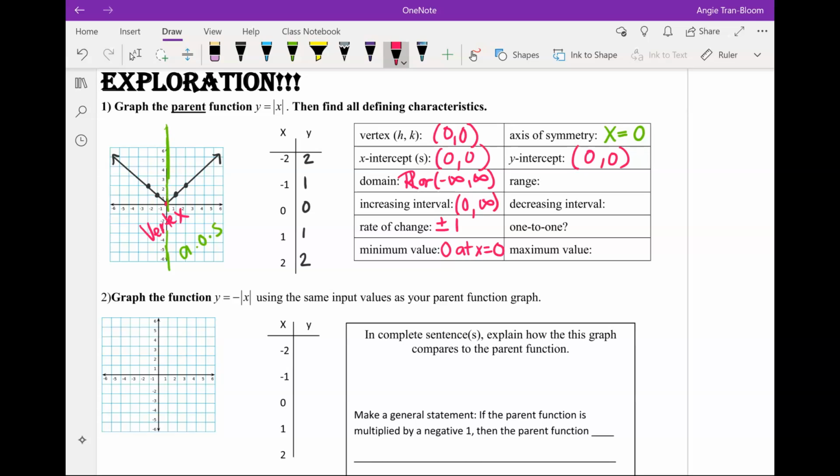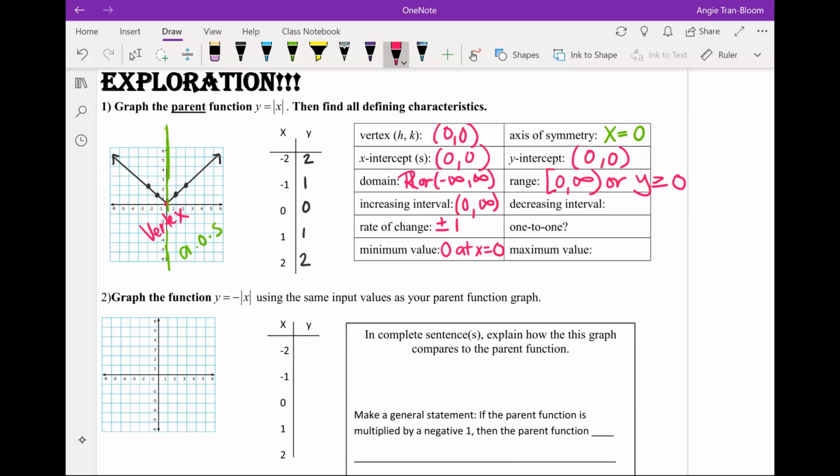Starting at 0 and it goes all the way to where? Positive infinity. Do I include 0? Yes, so there's a bracket. Starting at 0 goes to infinity, or you can write an inequality symbol: y is bigger than or equal to 0.